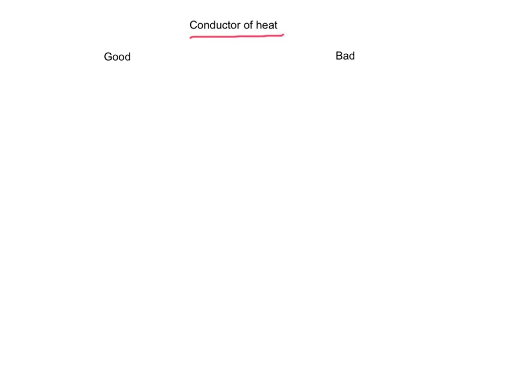Conductors of heat can be classified into two types. The first is a good conductor of heat. That means it can transfer heat by conduction at a high rate. Another type is a bad conductor of heat, which means that it cannot transfer heat at a fast rate. In fact, it is an insulator of heat.